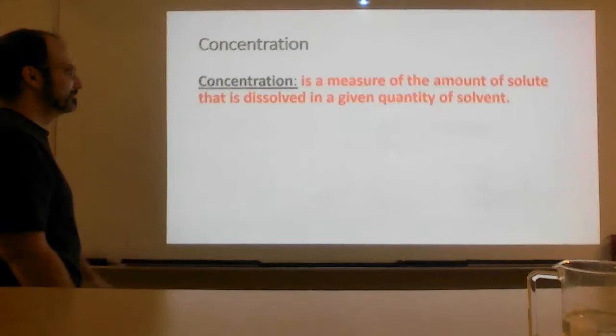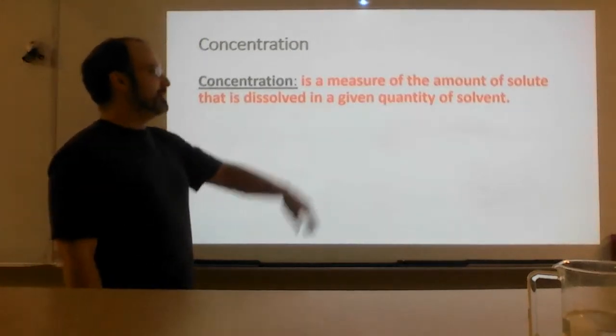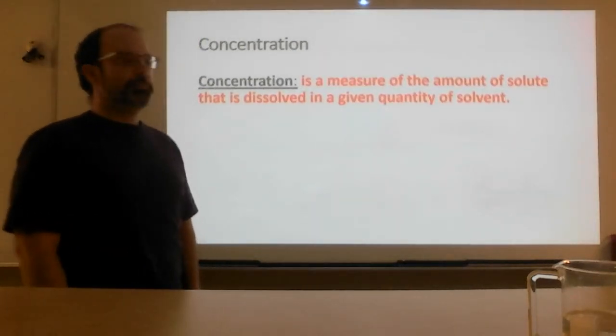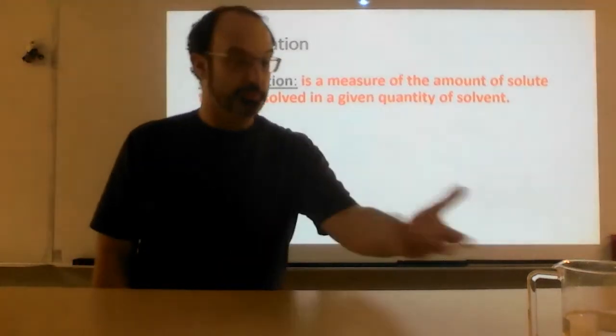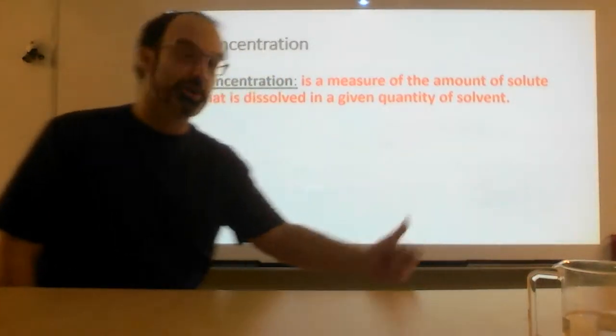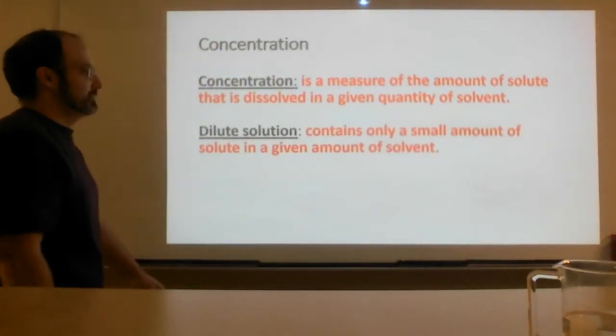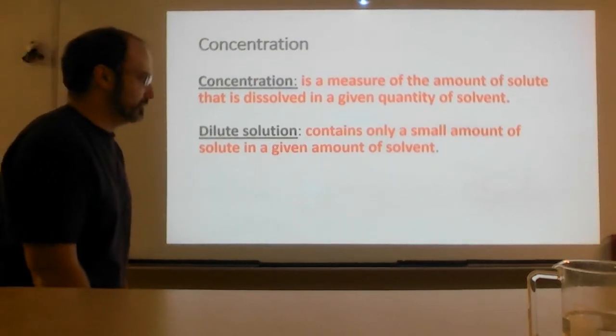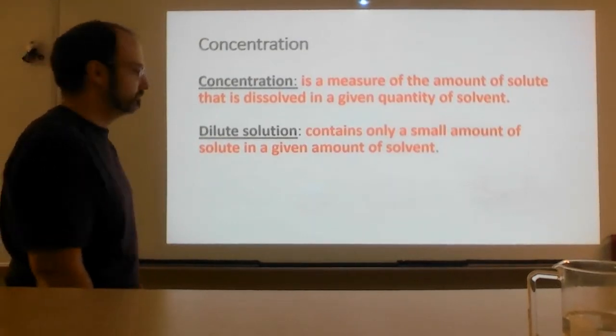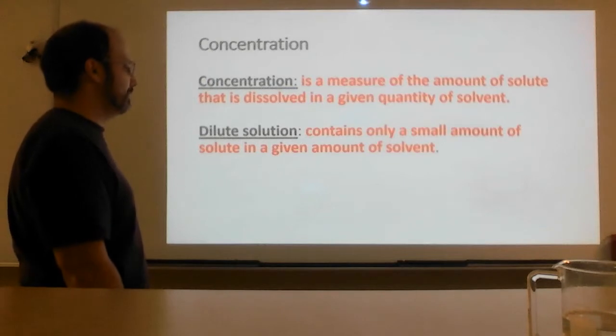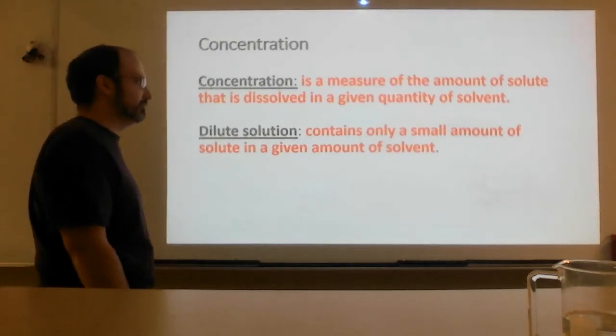First method. Measure the amount of solute that is dissolved in an amount of solvent. So how much poison is there in my glass of water? Dilute solution. Okay, here's a word, dilute. Dilute. Contains only a small amount of solute in a given amount of solvent.